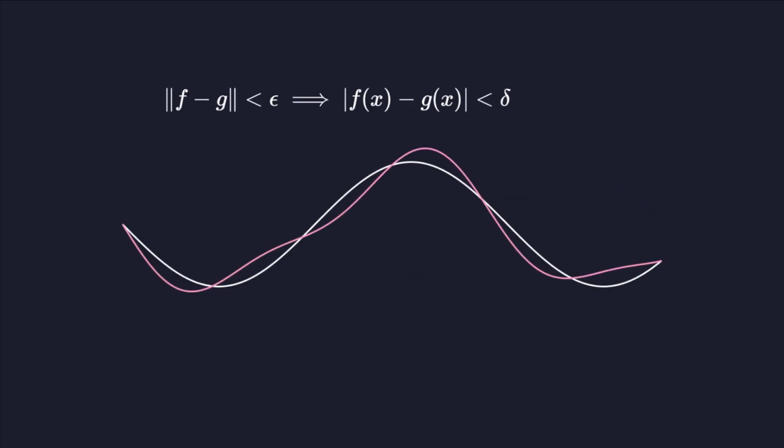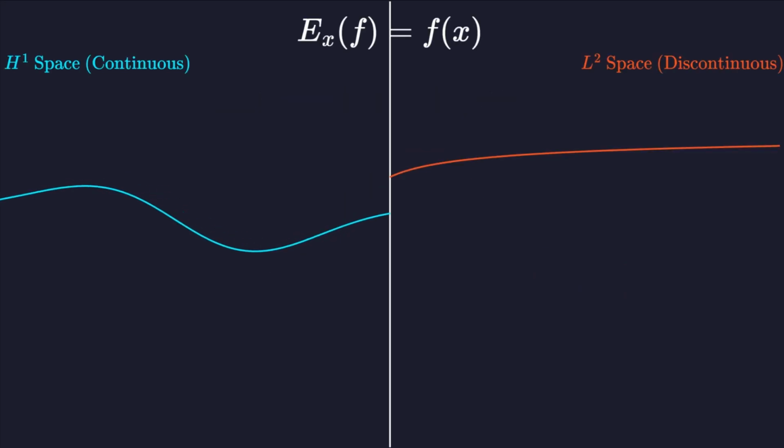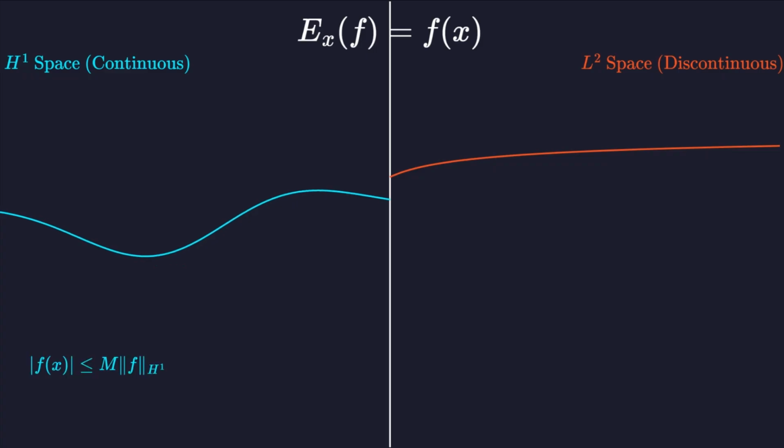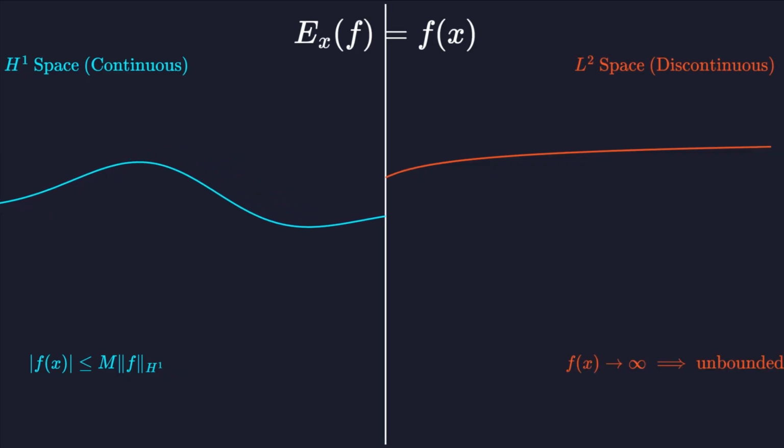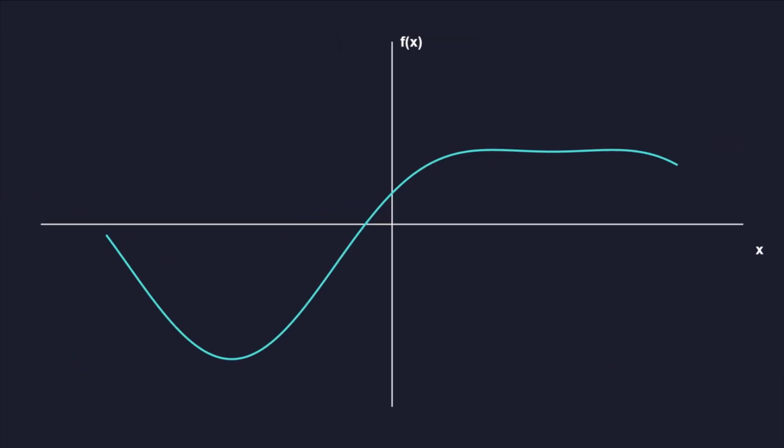This means that 2 functions that are close in the norm of the space must have values that are close everywhere. Continuity of the evaluation functional ensures that the mapping from a function to its value at a specific point is a bounded linear operator. This is a restrictive property not shared by all Hilbert spaces, such as the standard space of square integrable functions.